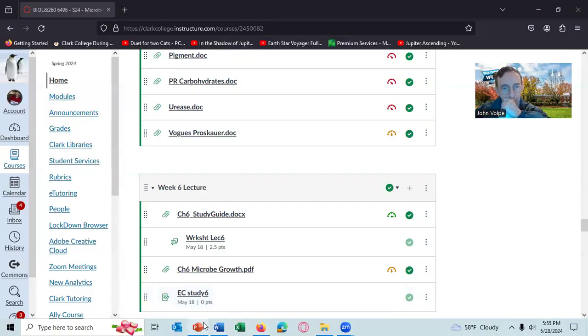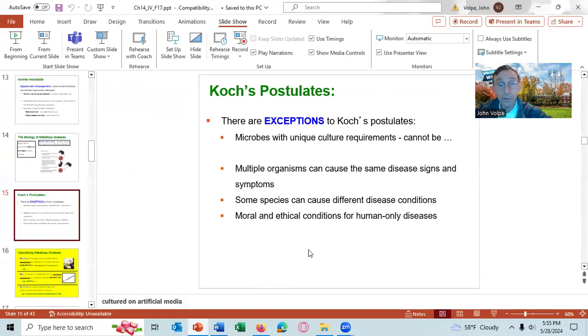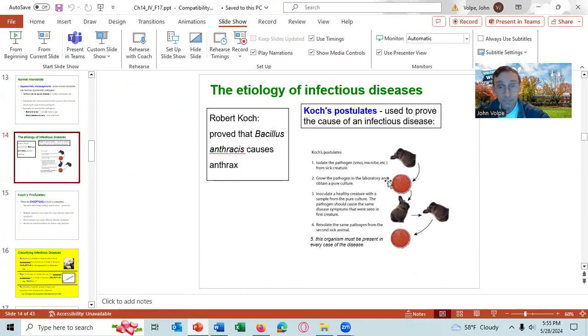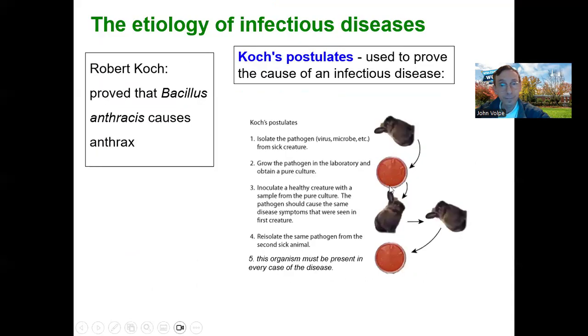Where are we? So what do you do if the species causes 2 diseases with different signs and symptoms? You can't use Koch's postulates, because Koch's postulates state all diseases are caused by this one microbe. In reality, like I said, this one microbe causes 2 different diseases.